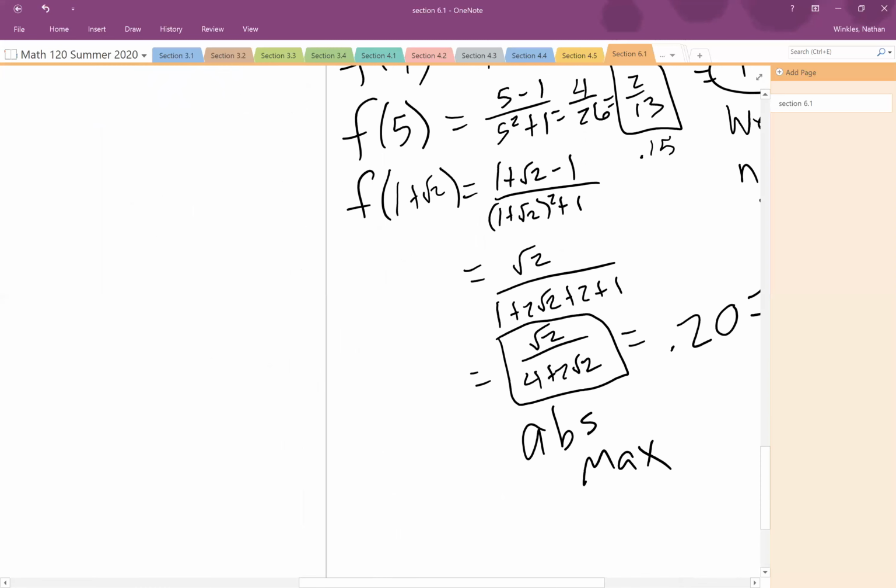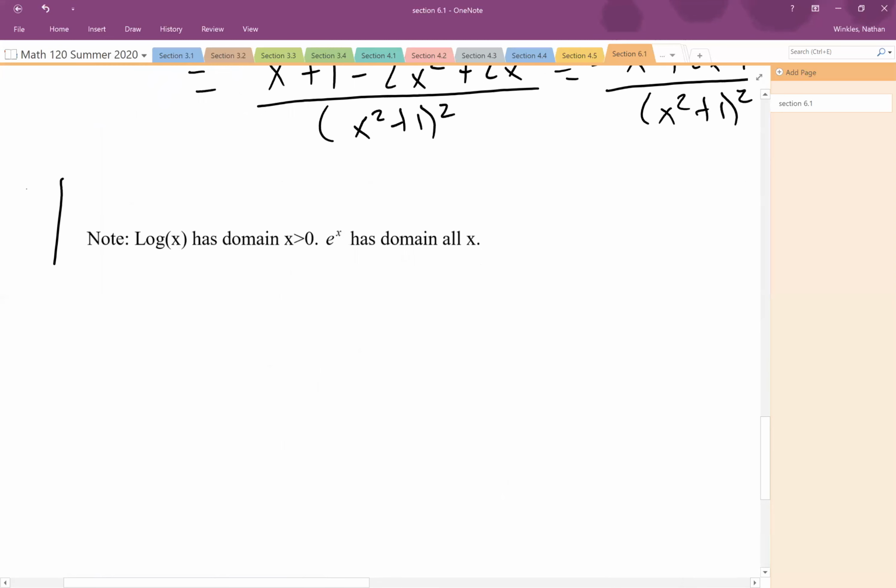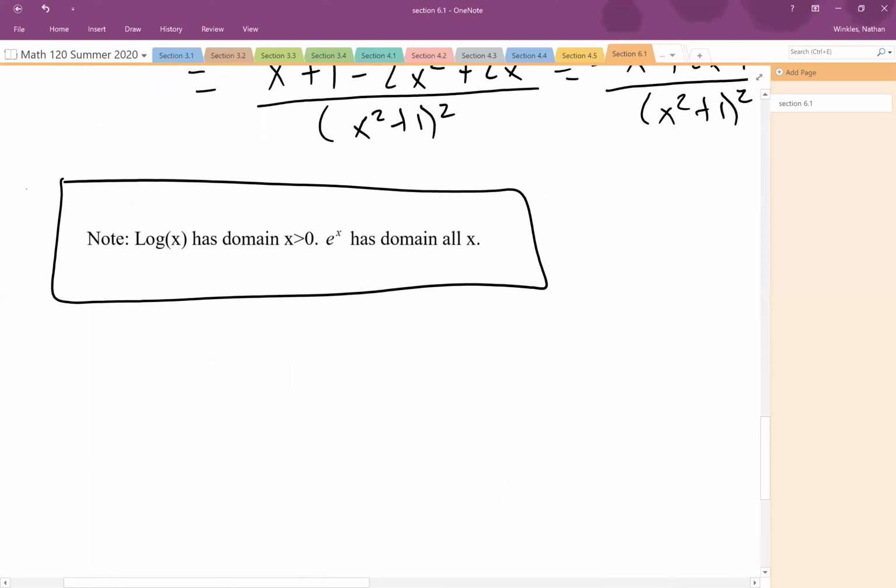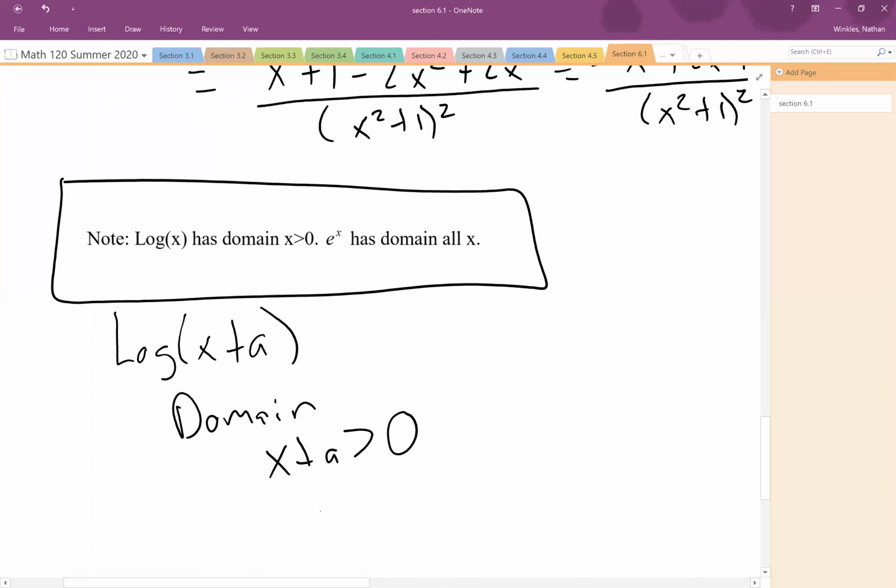Now, one thing to keep in mind is that anytime you're dealing with log of x, log of x has a domain of x greater than 0, and e to the x has a domain of all x. So just make sure you remember that whenever you are working through some of these problems. Log of x plus a has a domain x plus a greater than 0, so x greater than negative a would be the domain. So make sure that you remember that as well.